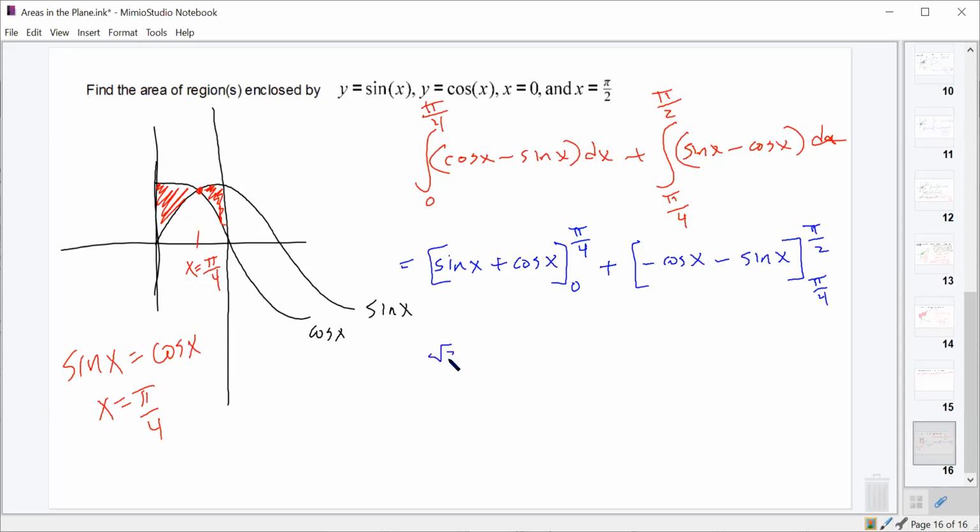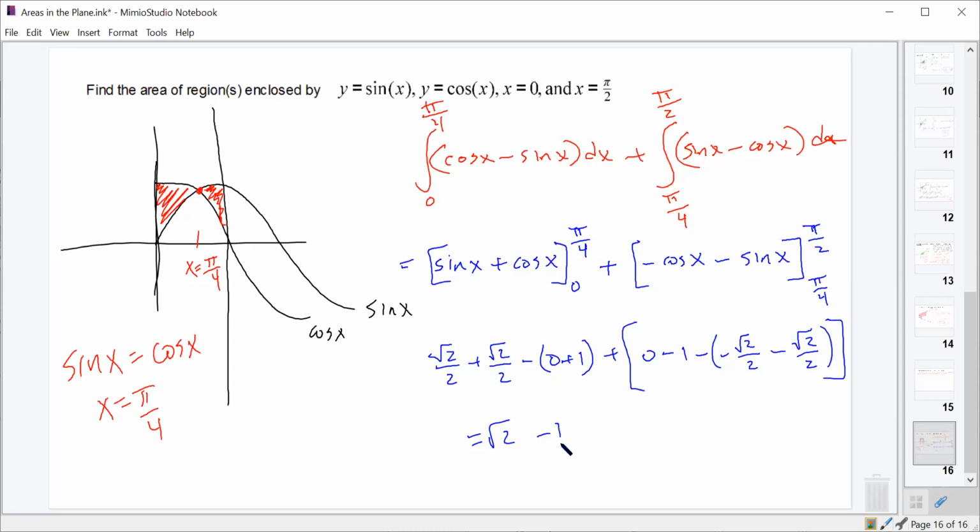Sine of pi over 4 is root 2 over 2. Cosine of pi over 4 is also root 2 over 2. Minus sine of 0 is 0, and cosine of 0 is 1. And over here, negative cosine of pi over 2, well, cosine of pi over 2 is 0. So that's just 0. Minus the sine of pi over 2. Sine of pi over 2 is 1. And then subtract this. So negative cosine of pi over 4 is negative root 2 over 2. And then minus another root 2 over 2 for the sine. What's root 2 over 2 plus root 2 over 2? Root 2. Right, it's 2 root 2 over 2, which is just root 2.